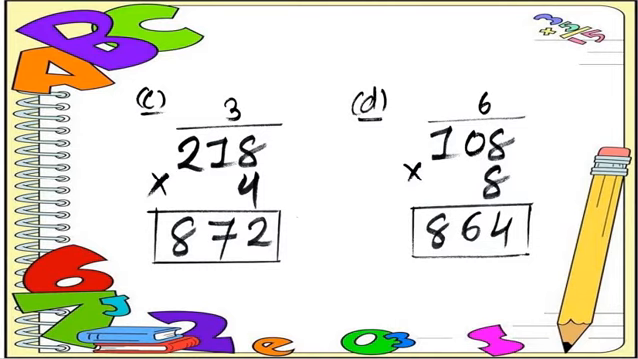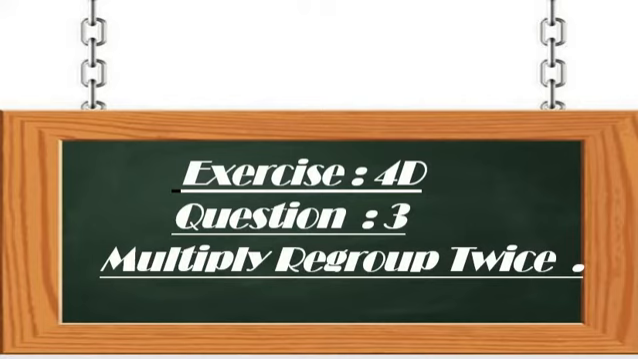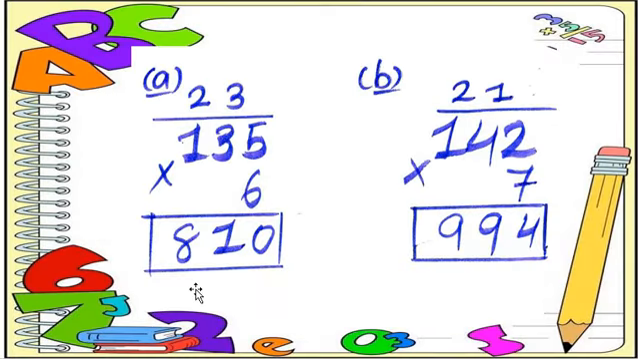Then we move on to question number 3. Let's check exercise number 4D, question number 3. Multiply, regroup twice. Understood? So now let's check its questions. Question number 1 is 135 multiplied by 6. What, all students?